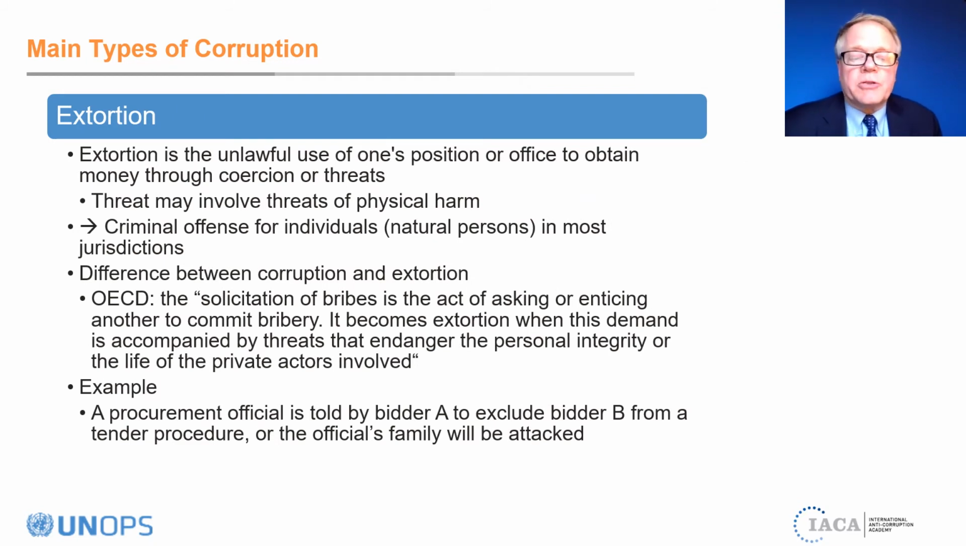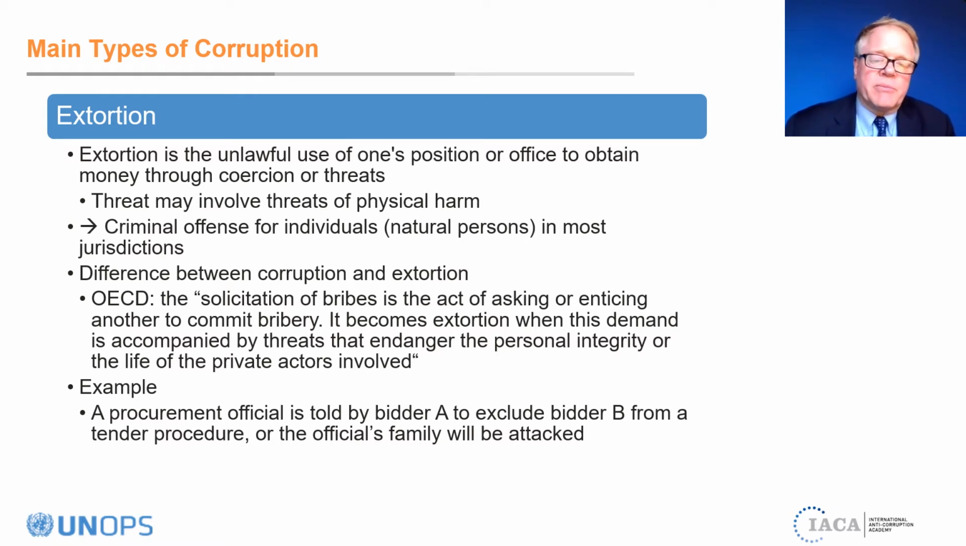Let's talk for a minute about extortion. Extortion is the unlawful use of one's position or office to obtain money through coercion or threats. The threat can involve threats of physical harm, and it's typically a criminal offense for individuals. As you try to define the difference between corruption and extortion, there's a good explanation here on the slide from the Organization for Economic Cooperation and Development, the OECD. The quote here is, "The solicitation of bribes is the act of asking or enticing another to commit bribery. It becomes extortion when this demand is accompanied by threats that endanger the personal integrity or the life of the private actors involved."